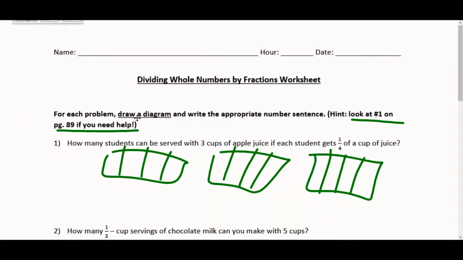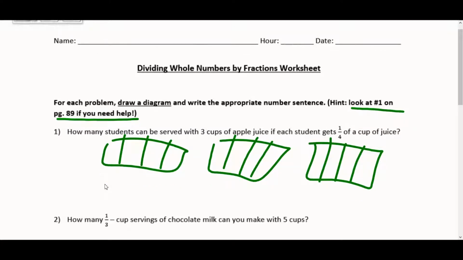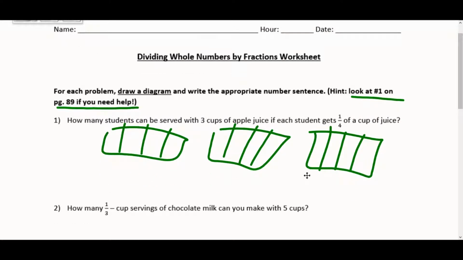Okay, you're supposed to work on this worksheet. Notice we embedded a little reminder of what page you can find help. So on page 89, we looked at a problem very similar to this. So if you have 3 cups, notice my 3 boxes here, and I broke them into 4s. How many students can be served? So how many servings are there in total? Again, it's very similar to what we did on page 89.